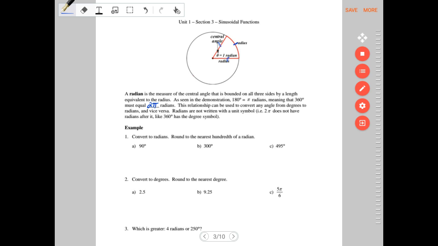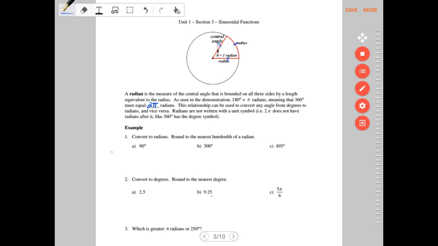If you'll notice in example 1, all of these have degree signs, so we know they're in degrees and you're going to convert them into radians. However, in part 2, every single one of these examples has no units after it, so you know they have to be in radians and you're going to convert them into degrees. Okay, so let's go. Convert into radians.